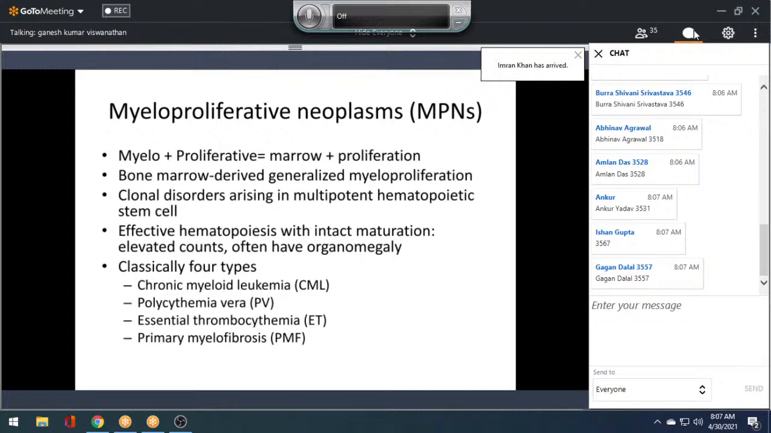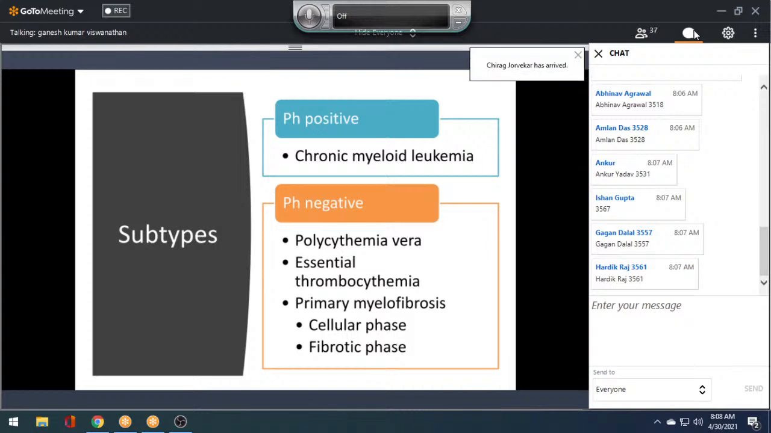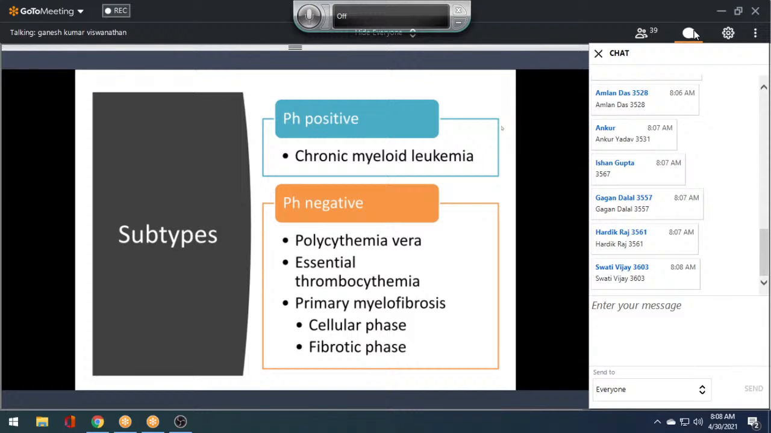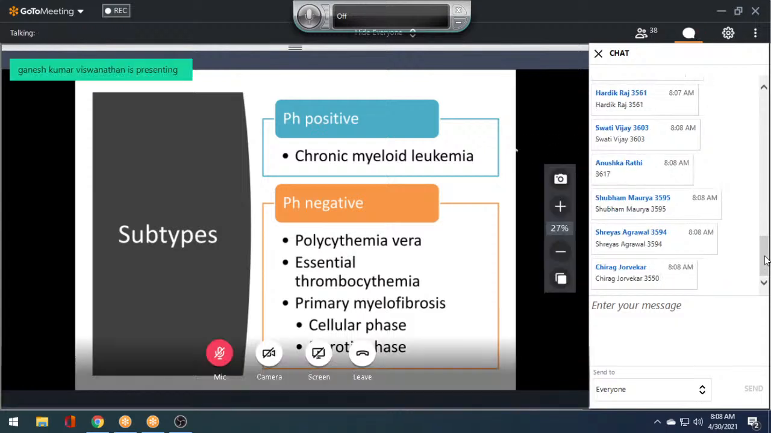The names are self-explanatory to some extent, so we will study separately to understand the features of each of these MPNs. So what differentiates CML from the other 3 MPNs? CML is a disease which is Ph positive, meaning it's Philadelphia. What does Ph mean? Ph means Philadelphia chromosome. So what is Philadelphia chromosome? It is a particular type of translocation which is seen in this abnormality. It's a translocation 9;22 seen in chronic myeloid leukemia. The other myeloproliferative neoplasms don't have this characteristic Philadelphia chromosome. So we call them Ph negative MPNs.